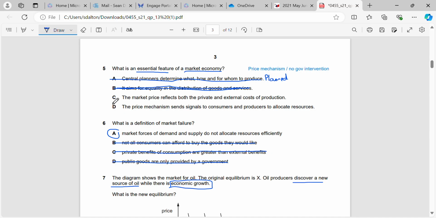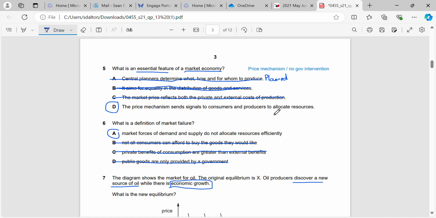Market price reflects both the private and external cost of production. Again, that's wrong. We know in a market economy, demerit goods will be overproduced and merit goods will be underproduced. Demerits will be overproduced and create external costs. Merits will be underproduced and create external benefits. So the correct answer here is D.